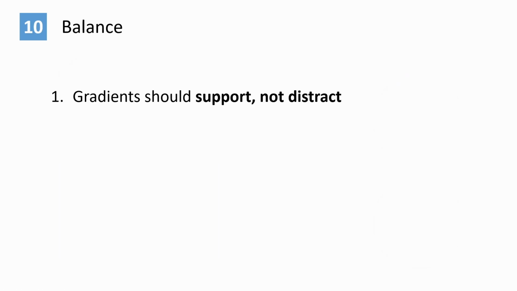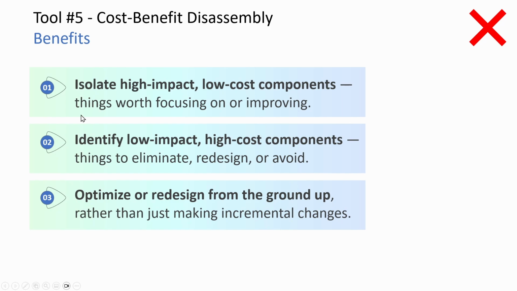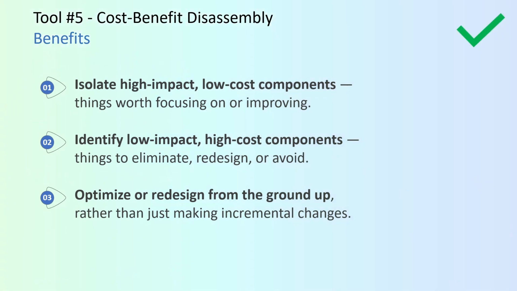Number 10, balance. Gradients should support, not distract. Use them sparingly, maybe 1 or 2 gradients per slide at the most, or just sprinkle them throughout your presentations. You don't have to repeat them for every single slide. So for example, this is a bad way to use gradients where it's really distracting from these points. Instead, if you just add this gradient to the background, it can create a much better look and feel for your slide. So if you keep all these tips in mind and use the gradient generator tool, I guarantee you will be able to create beautiful gradients every single time.